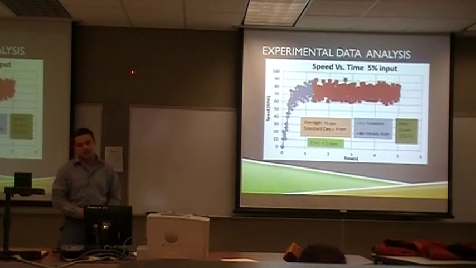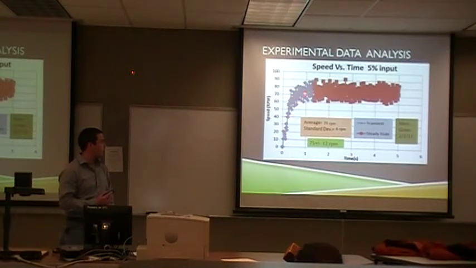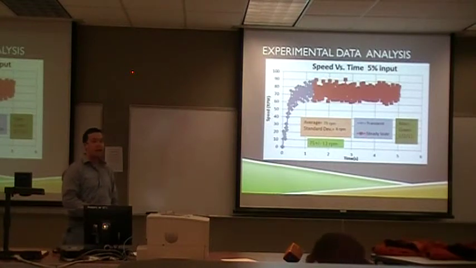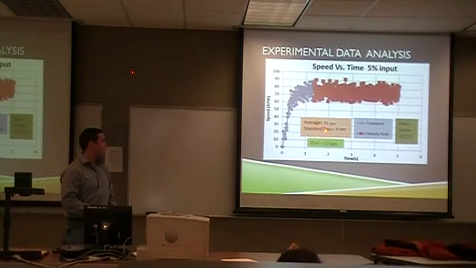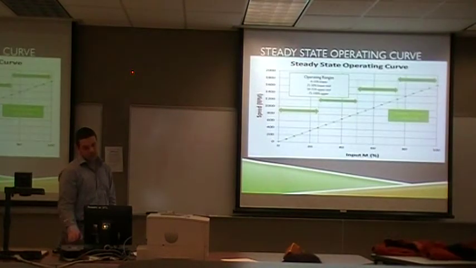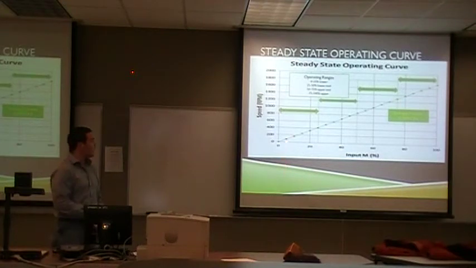This is a constant input response. The blue shows the transient stage and the red is the steady state. This is for an input of 5%, and we got an average RPM of 75 with about plus or minus 12 RPM. We did this in 5% intervals to create the SSOC for our data. From 0 to 100%, all the ranges are linear.